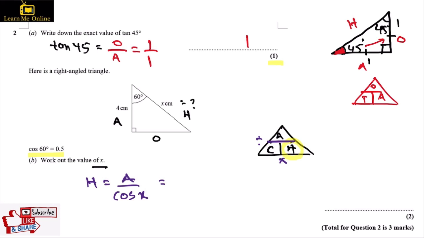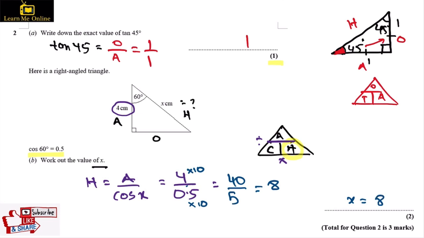What's the adjacent? The adjacent given to us in the right angle triangle is 4. And cos x is 0.5. Now we have to do the simplification, and to do that we need to get rid of the denominator 0.5. So we multiply top and bottom by 10, and 4 times 10 is 40, and that would be 5. Now how many 5s make 40 would be 8, and the final answer, the x value, would be 8.